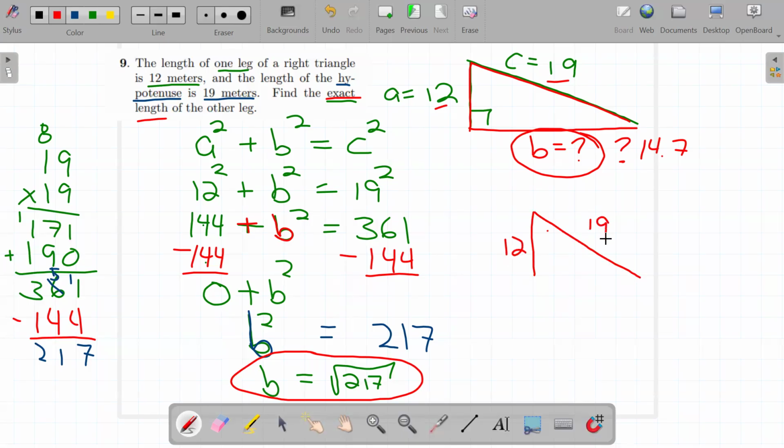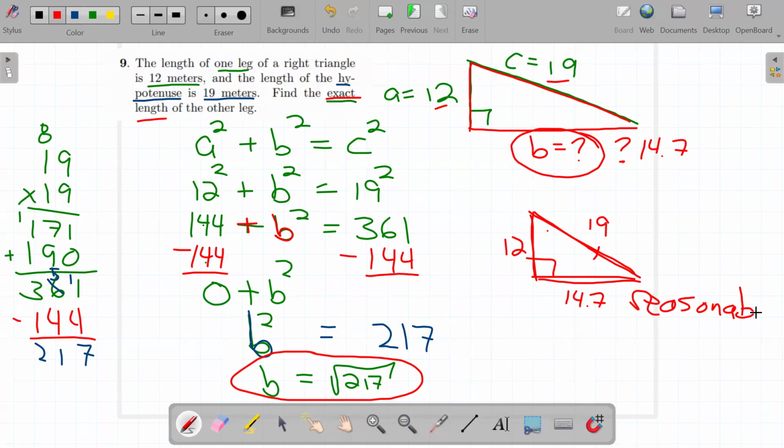12 versus 19. 12 and another 7. Yeah, it's not bad. This side is definitely longer than 12 and shorter than 19. So to say it's about 14.7 seems reasonable.